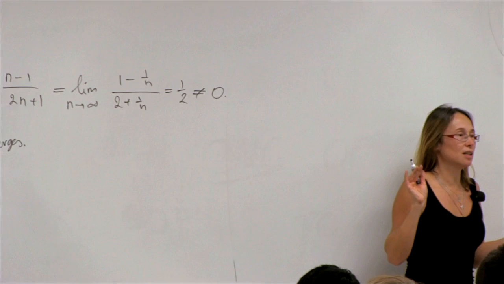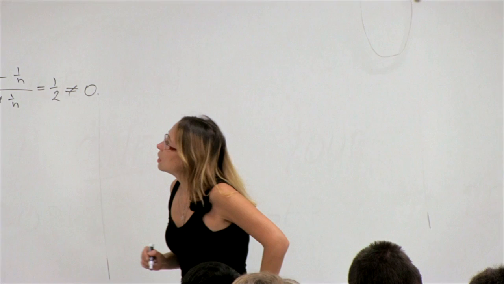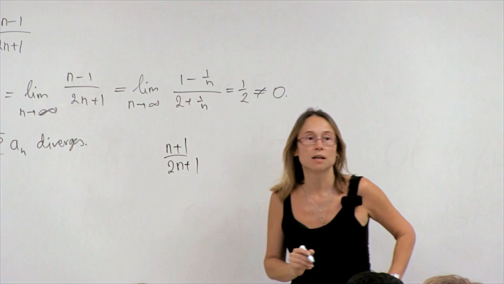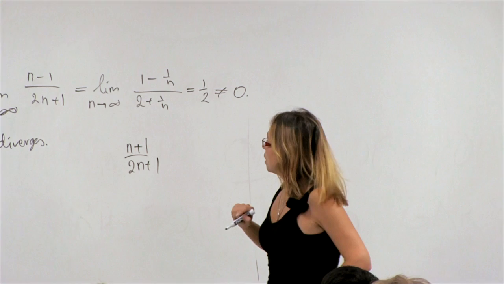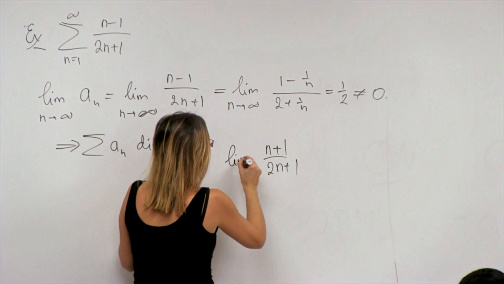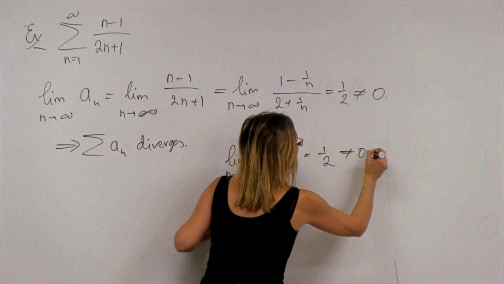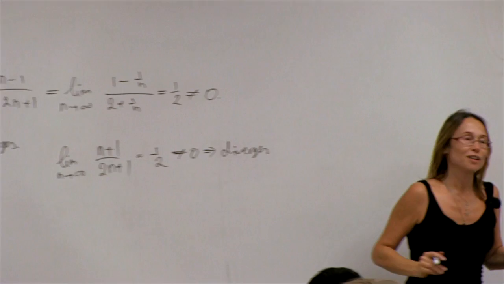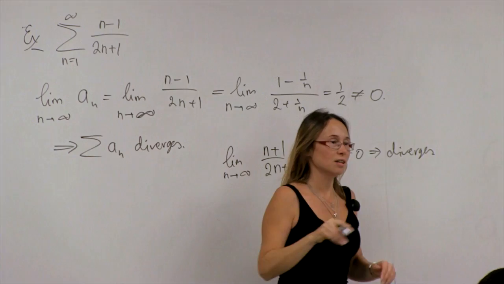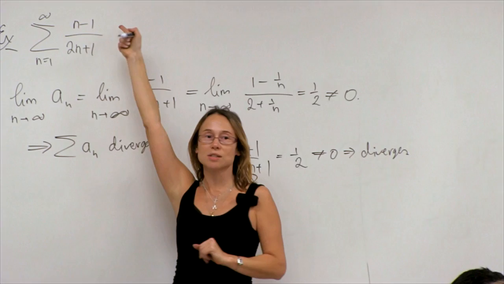Was there a question? If the equation was (n plus 1) over (2n plus 1). Uh-huh. Can we use the integral test? In this case, I would still use the same test for divergence. Because if I look at the limit of this guy, again, it's 1/2, not equal to 0, diverges. And my advice to you is that whenever you can show that these numbers don't go to 0, don't use any other test. Just check that first. If you see that these things don't go to 0 as n goes to infinity, then for sure the series will diverge.